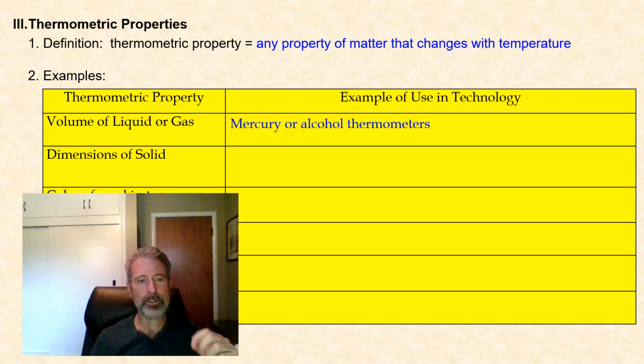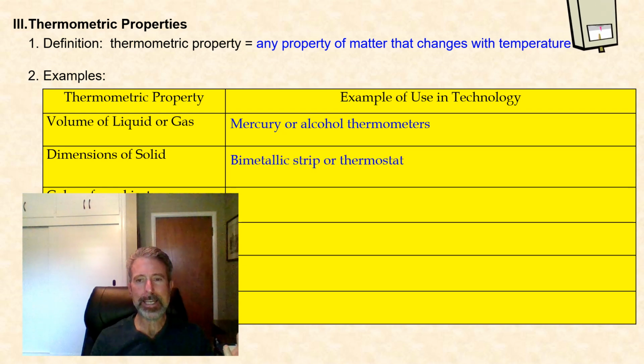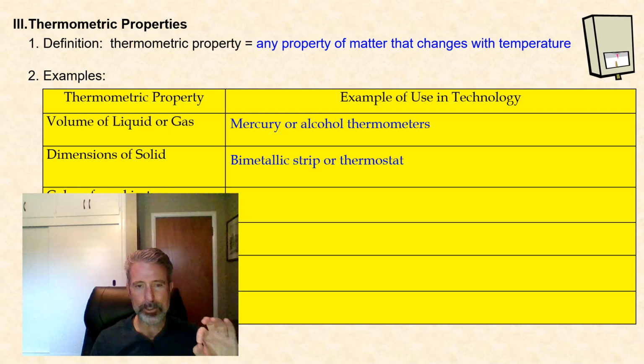The dimensions of a solid in general. We talk about thermal expansion, and in the next slide I will show you an example of a bimetallic strip, a common technology that's used in thermostats, for example.